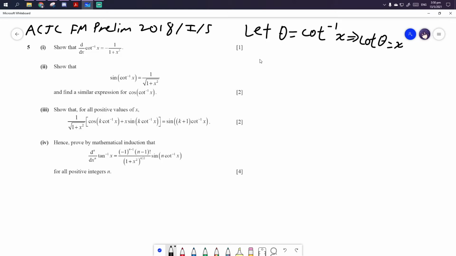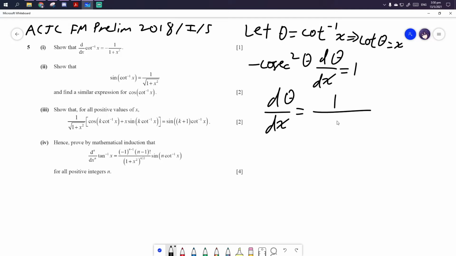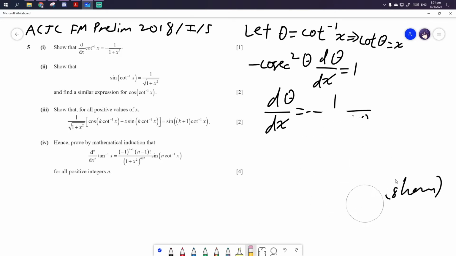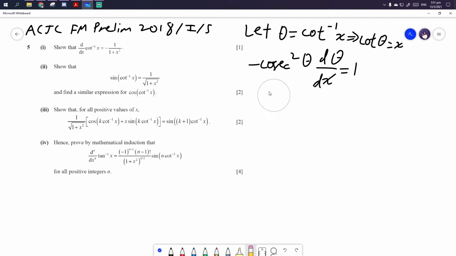Now we differentiate implicitly with respect to x, we get negative cosecant squared theta d theta dx is equal to 1. And now d theta dx is equal to 1 over negative cosecant squared theta, which equals negative 1 over 1 plus cotangent squared theta by trigo identity. And since cotangent of cotangent inverse is just whatever is there, we have negative 1 over 1 plus x squared. And this is shown. Alright. Just need to do implicit differentiation and trigo identity, and this part is fine.